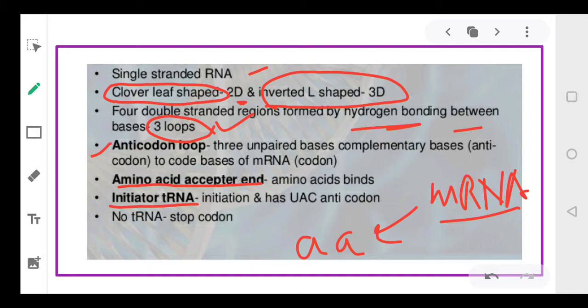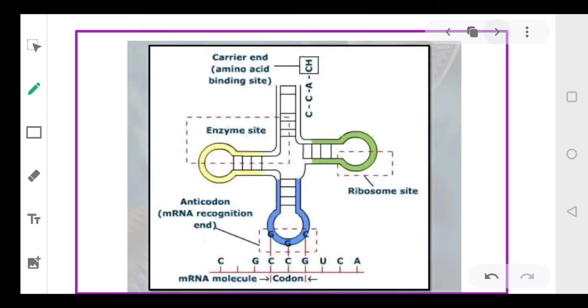If you remember, in mRNA, AUG is an initiation codon. Do you remember? So AUG is an initiation codon, and the complementary sequence is UAC. That will be present on the initiator tRNA, right? On tRNA, there is no stop codon. So this is exactly the structure of the tRNA.